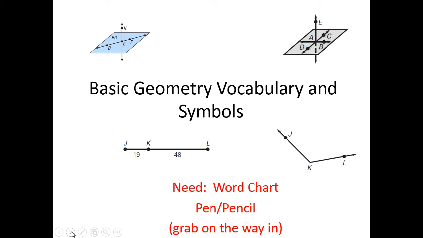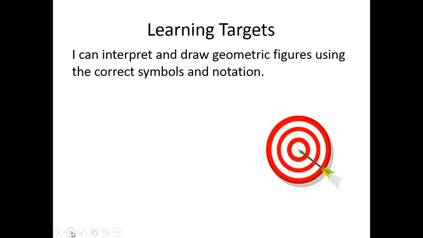So for this, you're going to need that word chart and, of course, something to write with as we fill in as we go. So our learning target today is that you can interpret and draw geometric figures using the correct symbols and notation. So in days to come, we're going to be taking some time to make sure that you can understand a geometry diagram and use the correct symbols and notation within that diagram. So please be sure that at the end of this lesson today, you have a pretty solid understanding of what these symbols mean.